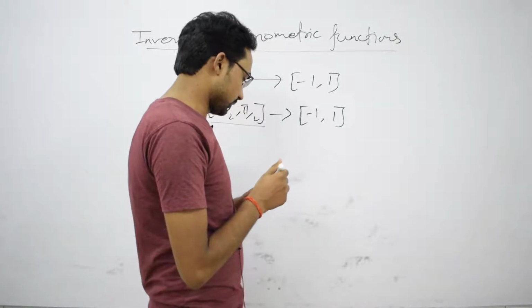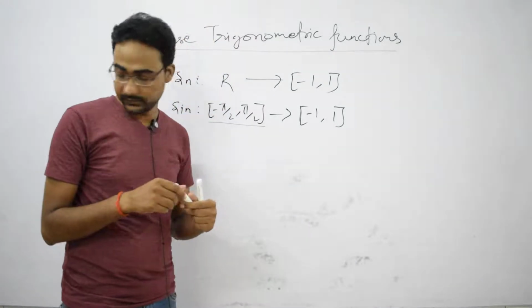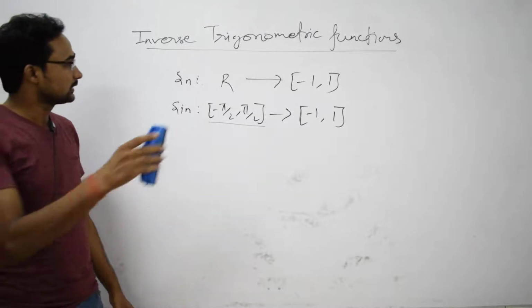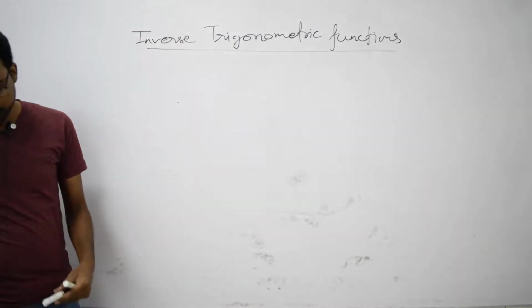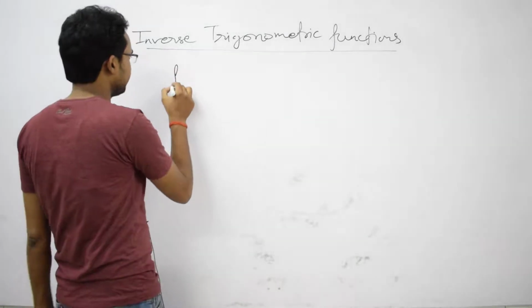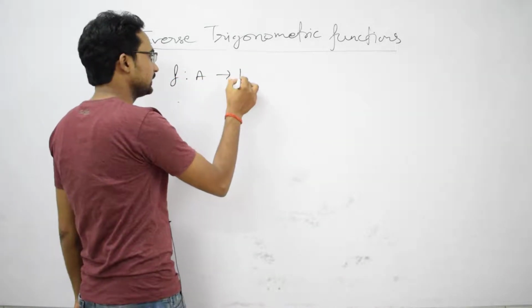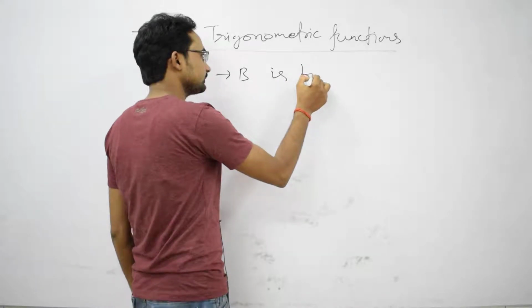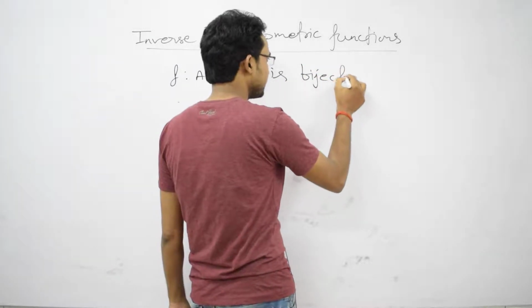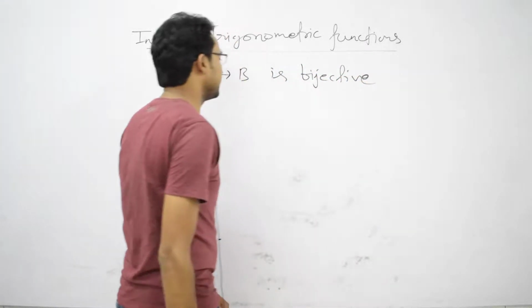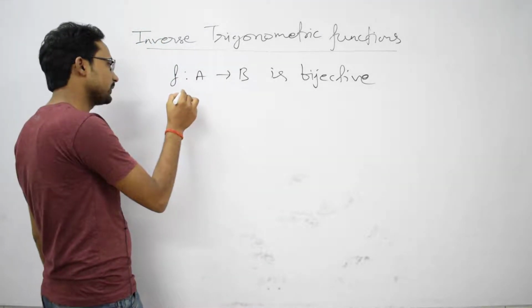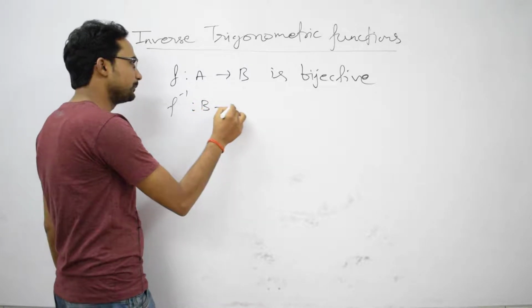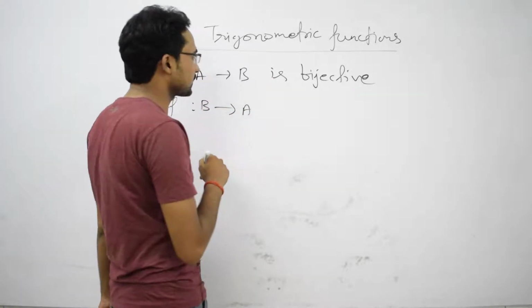Okay. So, start with the definition of the inverse of a function again. How will we define the inverse of a function? If f is a function from A to B and f is bijective, then the inverse of f, that means g we can consider, or f inverse, is a function from B to A and is the inverse of f.